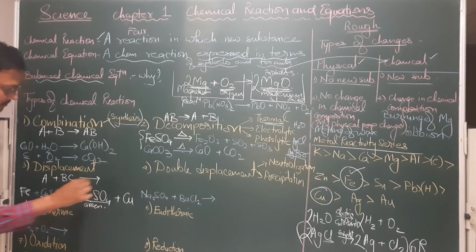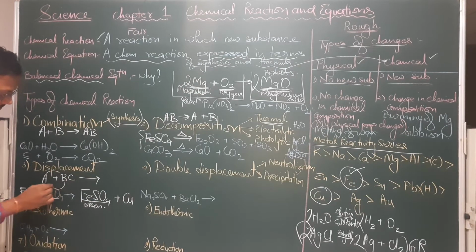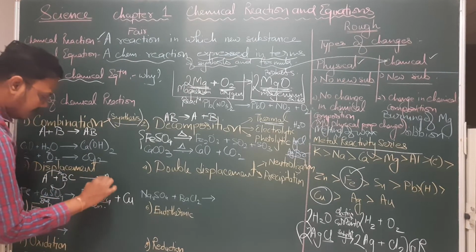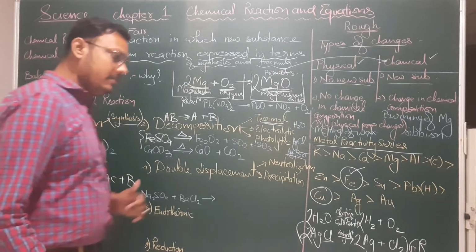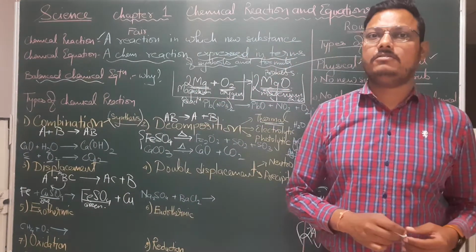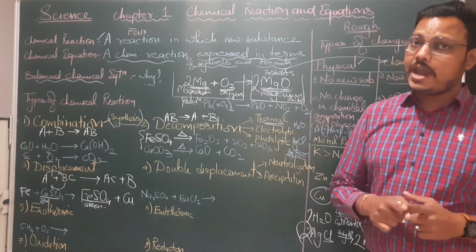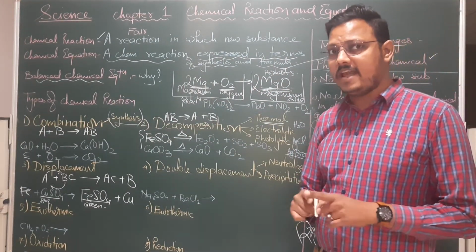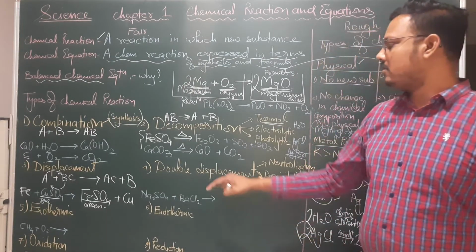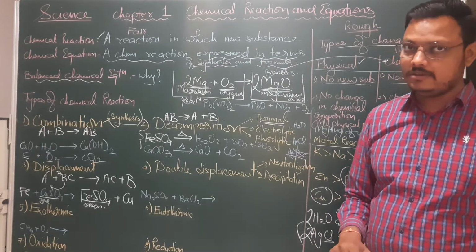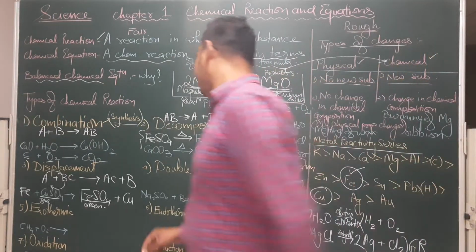A. So what does this A do? A displaces the B. So we get AC and B is separated out. So this is a displacement reaction where we can say a more reactive metal displaces the less reactive metal from its salt solution. Now coming to the double displacement reaction, let us first write ABCD and then we'll go.